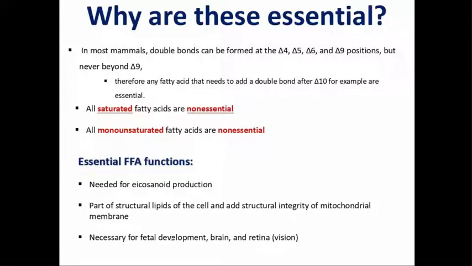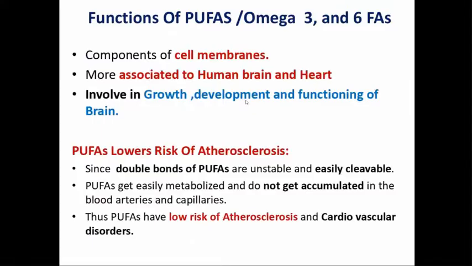Okay. What is the use of essential fatty acids? They are needed for eicosanoid production, and they are also important as part of the plasma membrane. They also enhance the structural integrity of mitochondrial membranes. They are also useful for our brain development. That's why we give fish oils to infants. Taking enough polyunsaturated fatty acids reduces the risk of atherosclerosis.